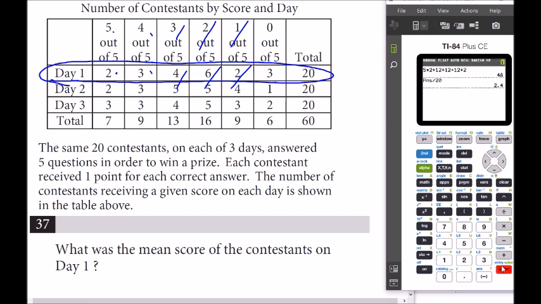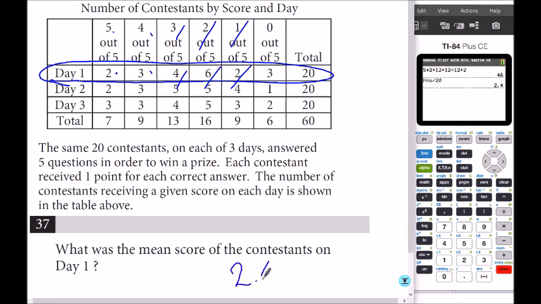So it's 2.4, the mean, which is the average: the total number of scores, divided by the total number of people or contestants.